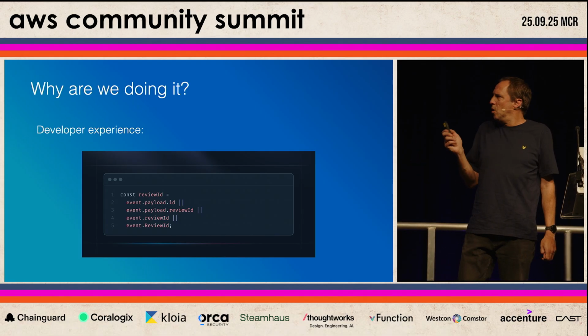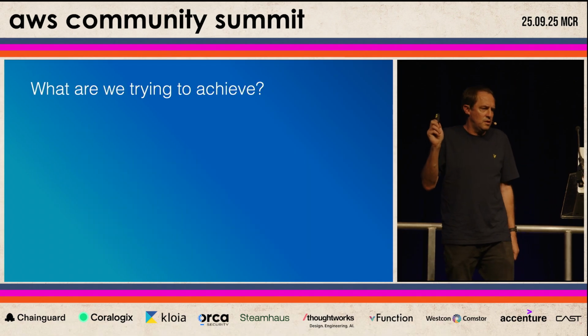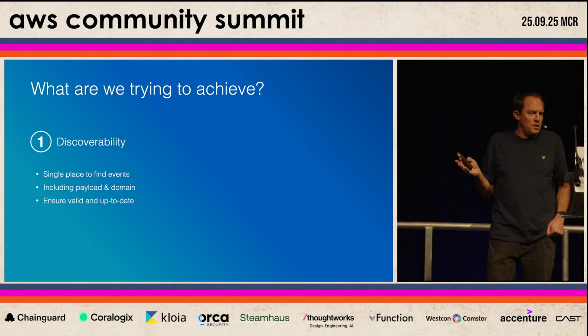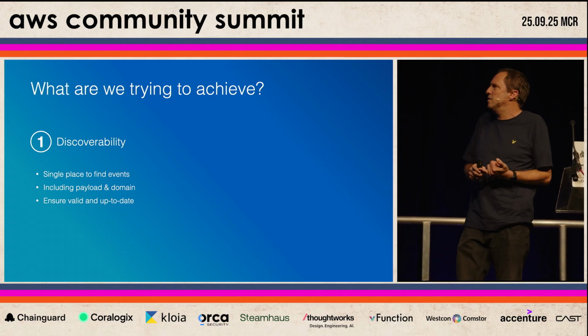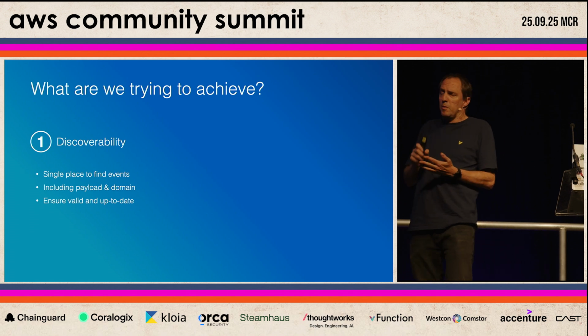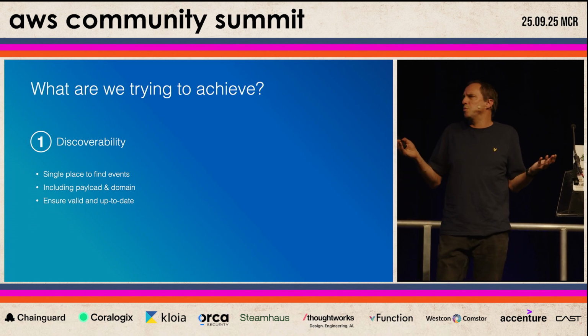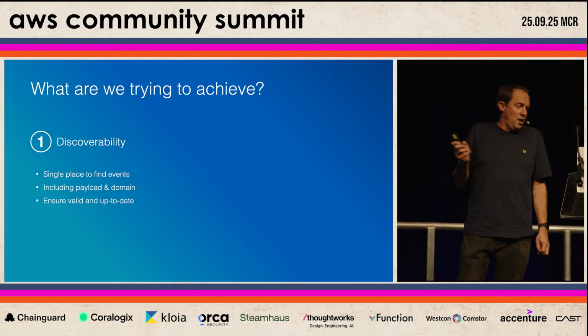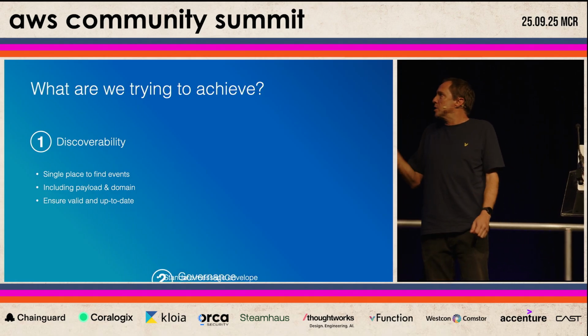Okay, so what are we actually trying to achieve? The very first thing, we want some discoverability. We want a single place to find the events and the payloads. We want to know where they were produced from. We want to make sure that's valid and up to date. We don't just want me going and writing a document now and then coming back in 12 months and it being out of date. We wanted some governance.